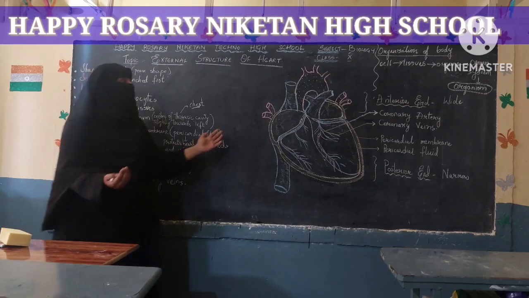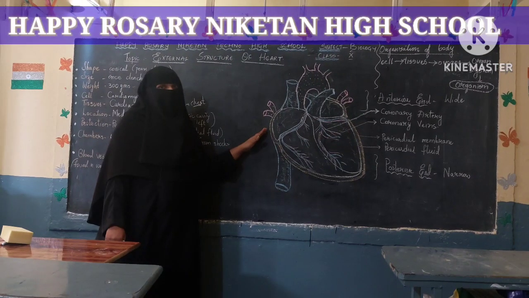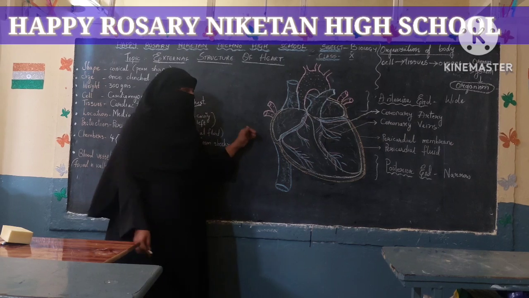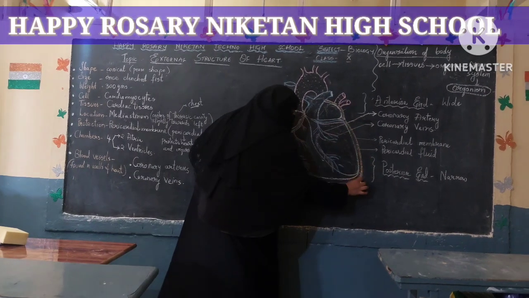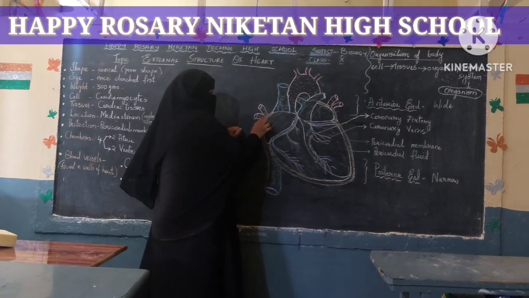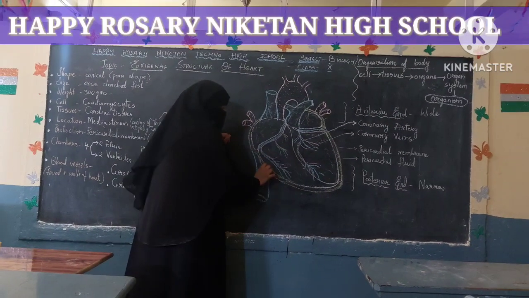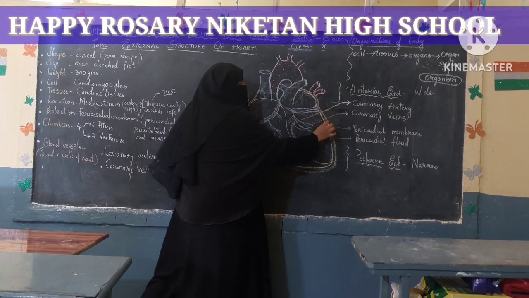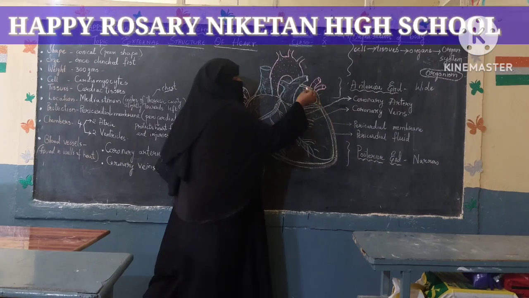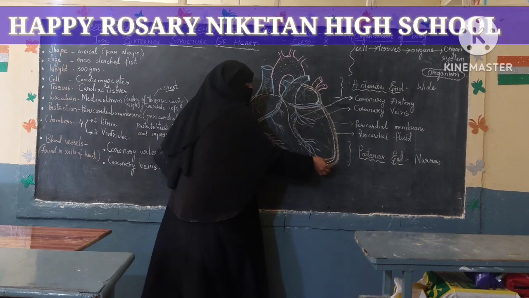First of all, the bony protection is given by the rib cage itself, and then the next, membranous protection is given by this membrane called the pericardial membrane. It surrounds the complete heart. Two layers of pericardial membrane are present which cover the heart, and it protects.